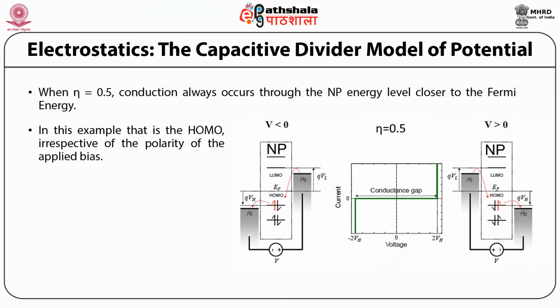Now consider the case if eta equals 0.5, as shown in this figure. Then irrespective of whether the bias is positive or negative, current always flows through the energy level closest to the Fermi energy, and the gap around the zero bias is more than the HOMO-LUMO gap. So here this is the HOMO irrespective of the applied bias.